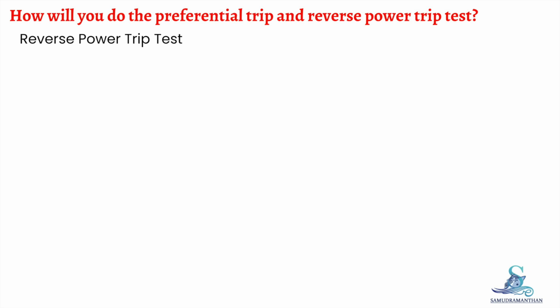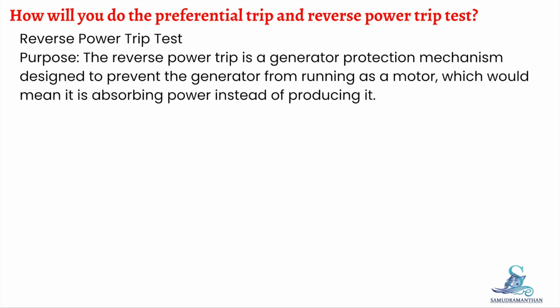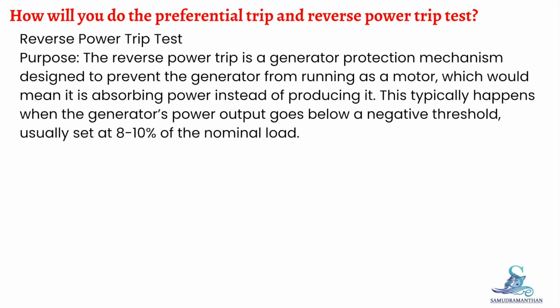Reverse power trip test. Purpose: the reverse power trip is a generator protection mechanism designed to prevent the generator from running as a motor, which would mean it is absorbing power instead of producing it. This typically happens when the generator's power output goes below a negative threshold, usually set at 8 to 10% of the nominal load.